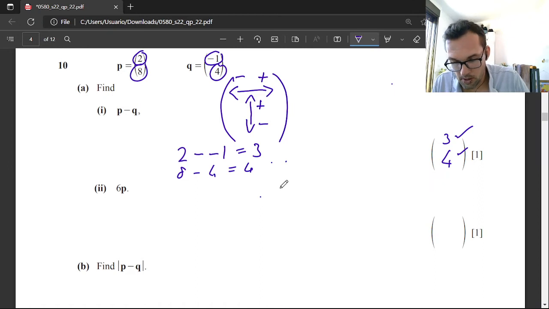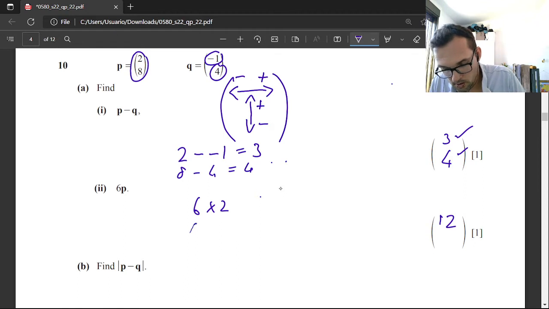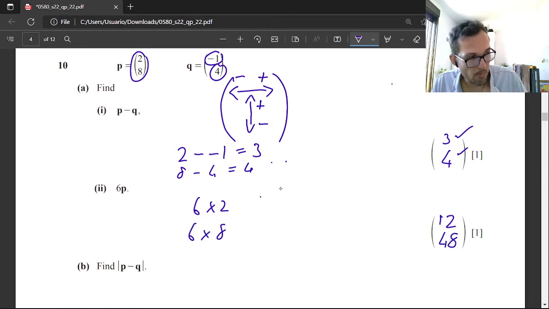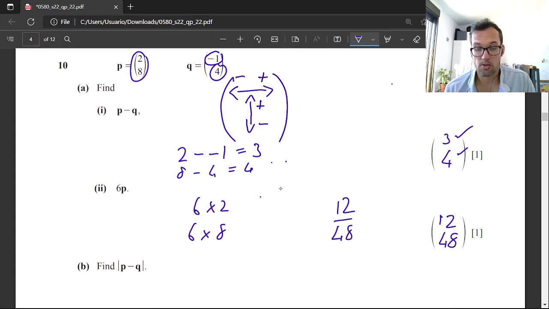So to do that one quickly, we just multiply 6 with both parts of P, the 2 and the 8. So 6 times 2 is 12, and 6 times 8 is 48. Okay. Please just never, ever put a line in between. It's not a fraction. And don't simplify it. Okay, it's not fractions. These are column vectors. Don't do those things. 12 over 8.